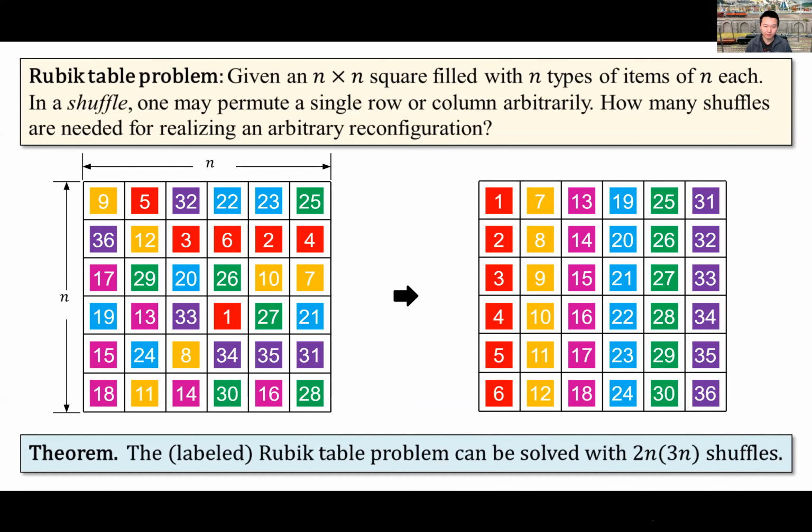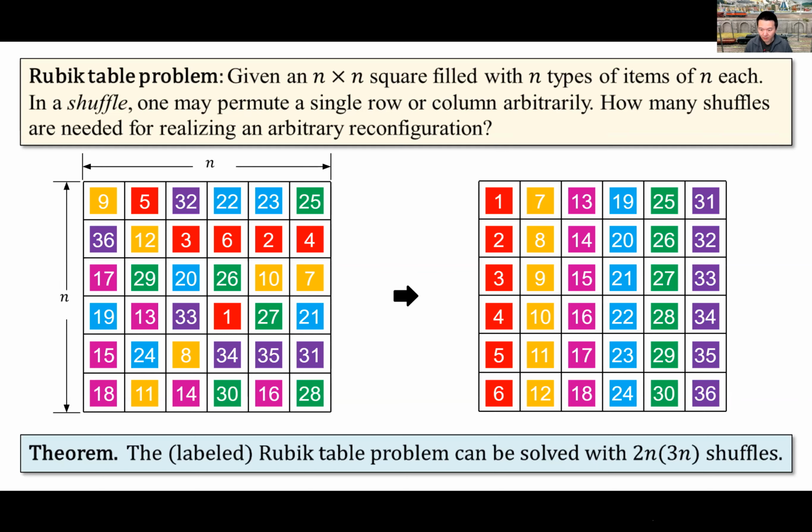So in a Rubik table problem, let me just read the problem definition. Given an n times n square filled with n types of items of n each, in a shuffle, one may permute a single row or a single column arbitrarily. The question is, how many shuffles are needed for realizing an arbitrary reconfiguration? That is, sorting from the left to the right, either by color or by label.